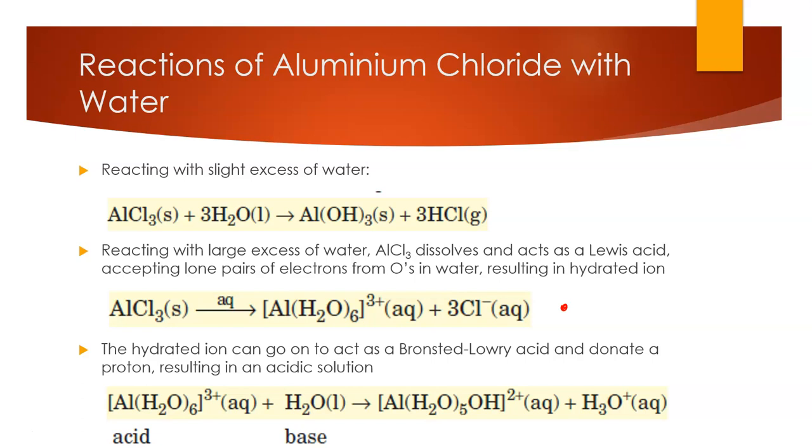The hydrated ion can then go on to act as a Bronsted-Lowry acid and donate a proton, resulting in the acidic solution. So it's a three-stage process. The aluminium chloride reacts with water to form aluminium hydroxide and 3HCl, which would be neutral. The aluminium chloride can react with an excess of water, forming the aluminium water complex, and then that complex can react with excess water, where the water will act as a base, and we will form an equivalent of H3O+.